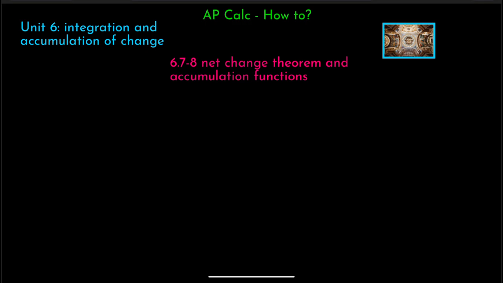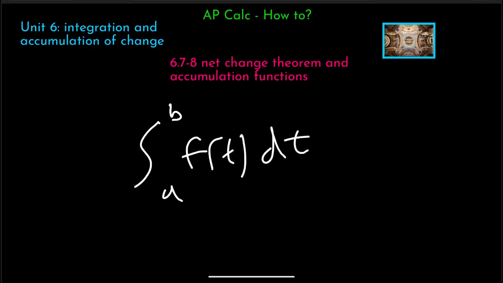Let's get into it. Our concept today is the net change theorem. It basically states if a quantity is changing at a rate f of t, then the net change in that quantity from t equals a to t equals b is the integral from a to b of f of t. Think of it like this. If f of t is velocity, the integral is displacement.